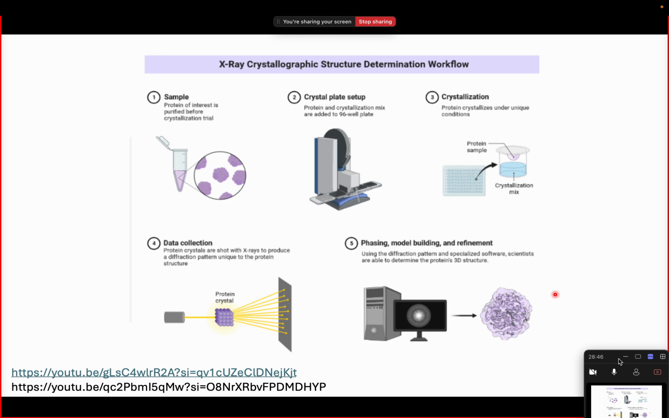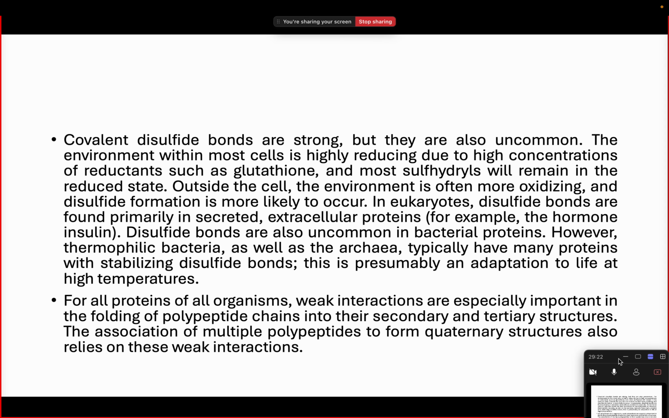So in this, using the diffraction pattern and specialized software, researchers and scientists are able to determine the 3D structure of a protein. There are other ways also, but these two techniques are the ones which are highly used for determining the structure. As it is a course related to membrane proteins, you already know that structure determination of membrane proteins is quite difficult even with these techniques, but still, as the technology development is proceeding, we can hope that there will be more and more membrane protein structures available in the protein database.